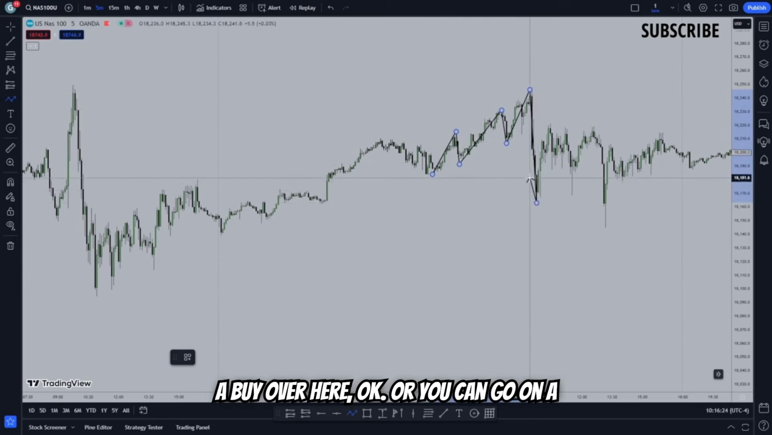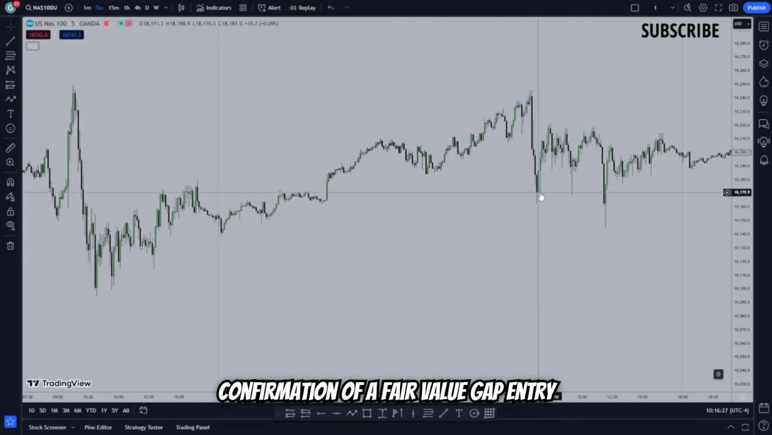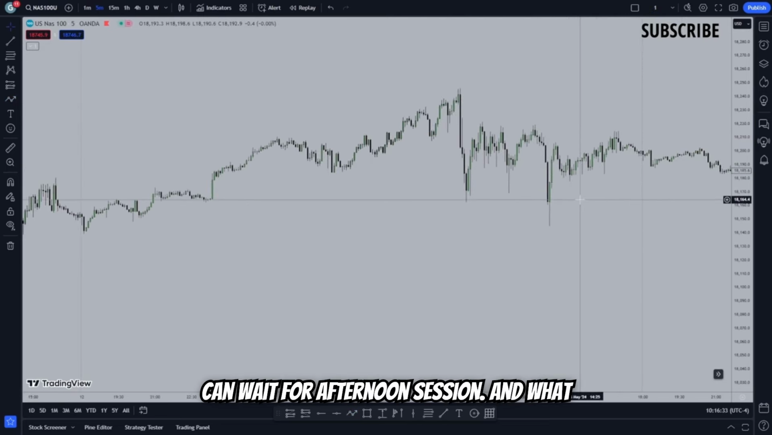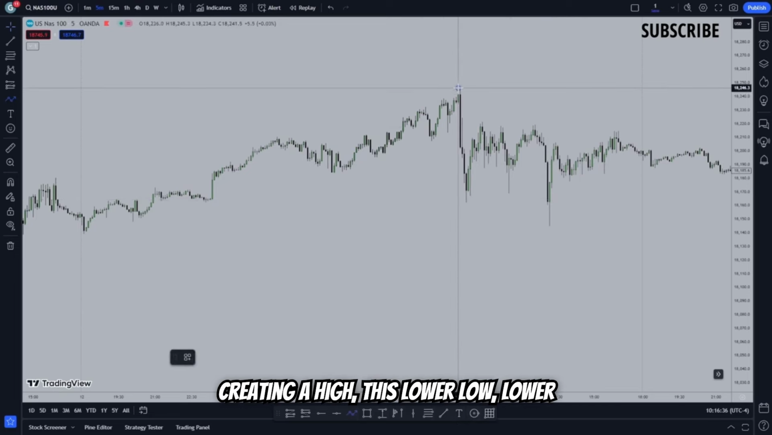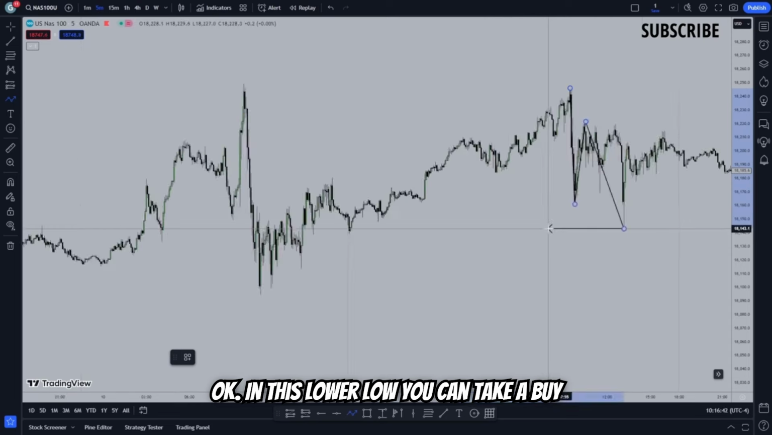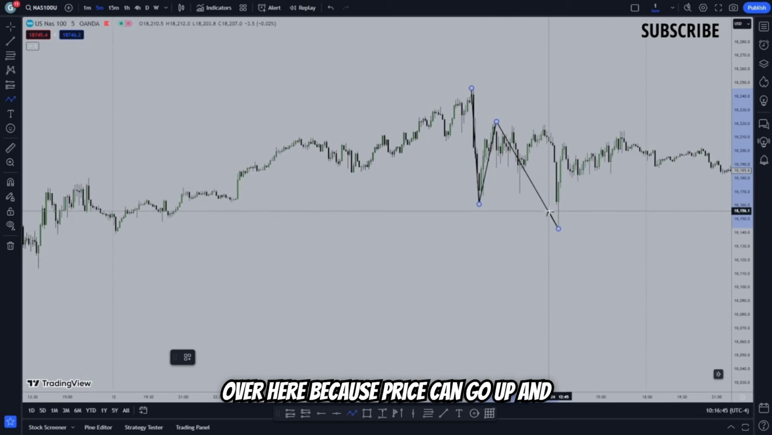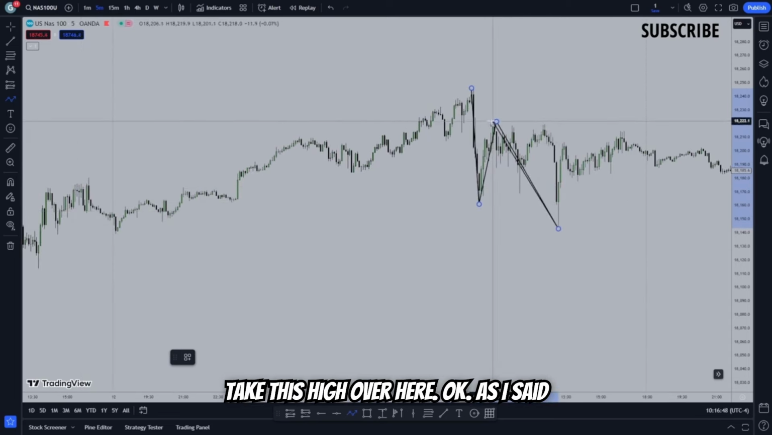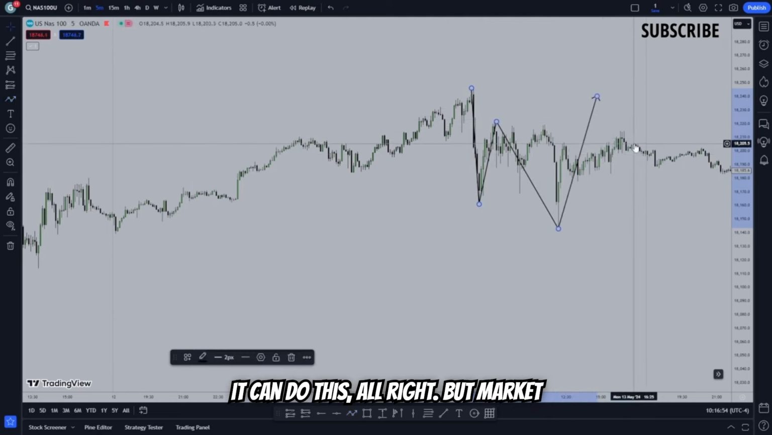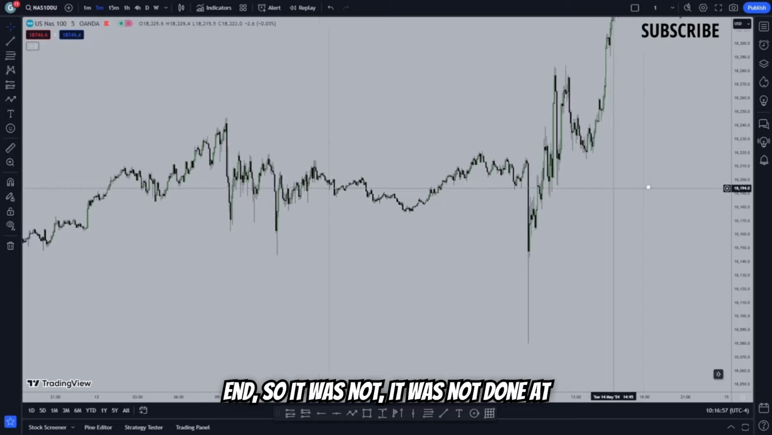Okay, or you can go on a smaller time frame, look for a confirmation of a fair value gap entry, and you can take a buy over here. Or you can wait for afternoon session. And what happens in the afternoon session? Price was creating a high, this lower low, lower high, and another lower low. Okay, in this lower low you can take a buy over here, because price can go up and take this high over here. Okay, as I said, it can do this. All right, but market ends, so it was not done at that moment.